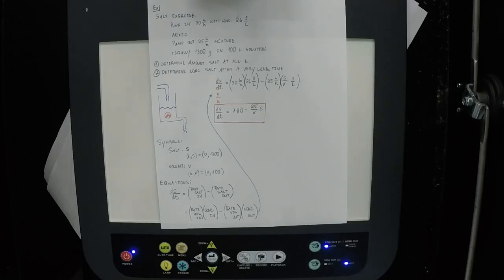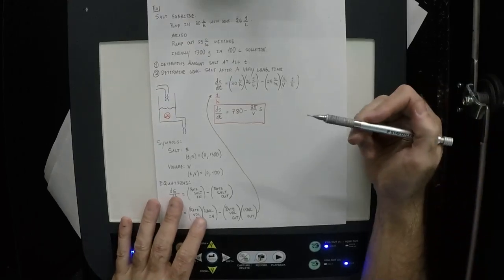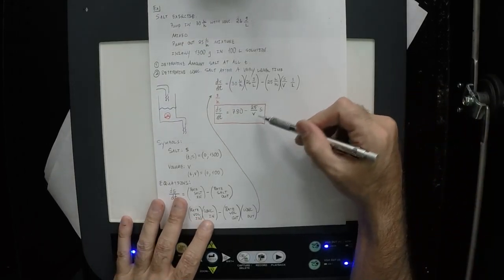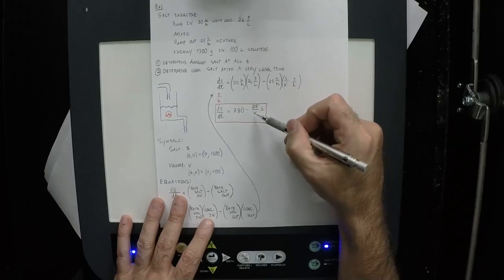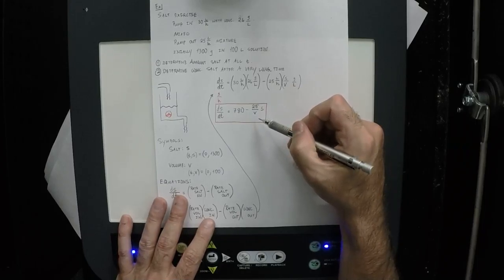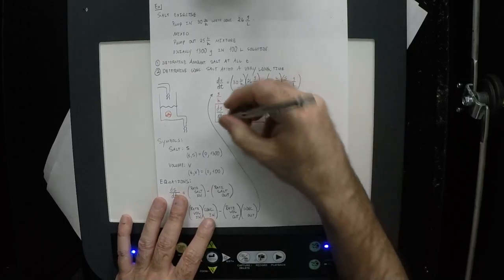Okay. Now, t is time. It's the independent variable, the variable that goes on without regard to anything else. What are the dependent variables? Well, S and V, right? Notice that S changes with time. The amount of salt changes with time. Also note that the amount of volume changes with time. So both of those change with time.